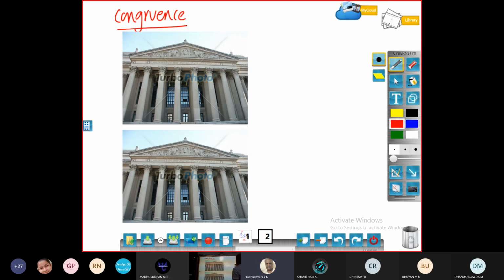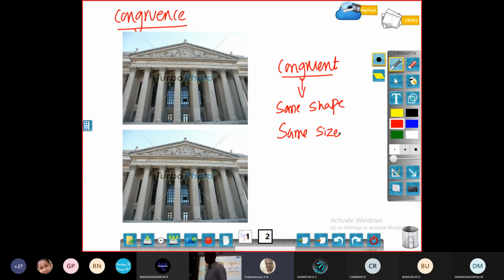Look at this diagram. Because they are congruent, they have the same shape and the same size. So these types of figures are called congruent figures. Two figures are said to be congruent only if they have the same shape and same size. Then we call them congruent figures in all respects.